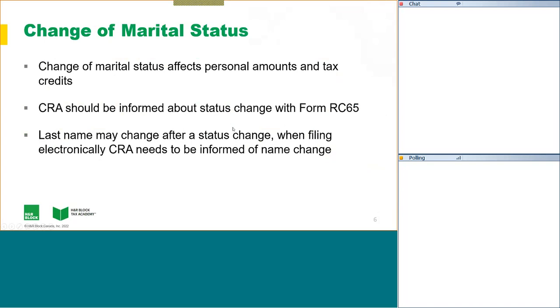So here we go. Change of marital status. You already know this. If your marital status changes, it affects your personal amounts and your tax credits. It affects your benefits. You have to notify the CRA of a change of status using Form RC65. If you've changed your name because you got married or got divorced, you have to inform the CRA of the name change. We'll teach you how to do that on the tax return later.